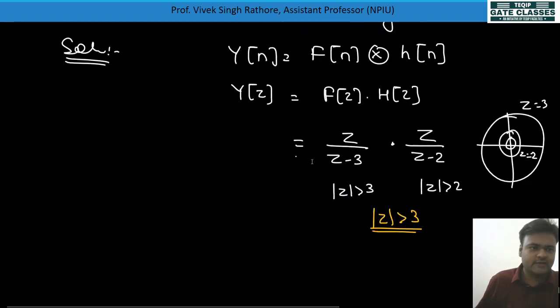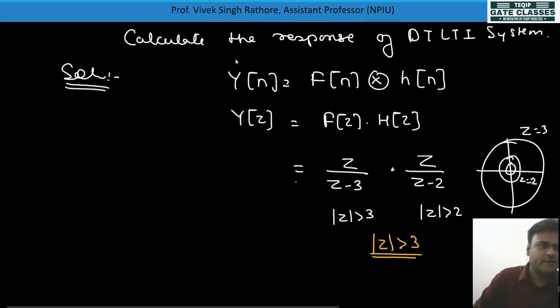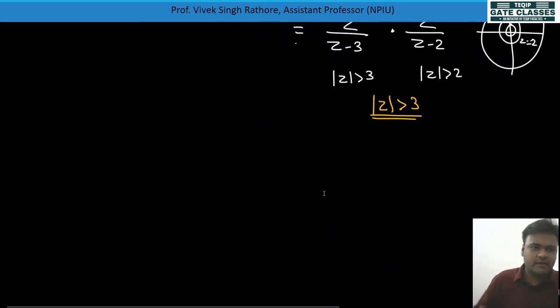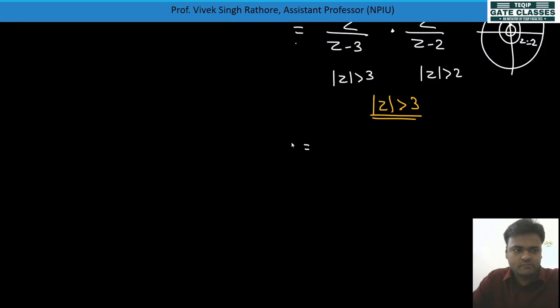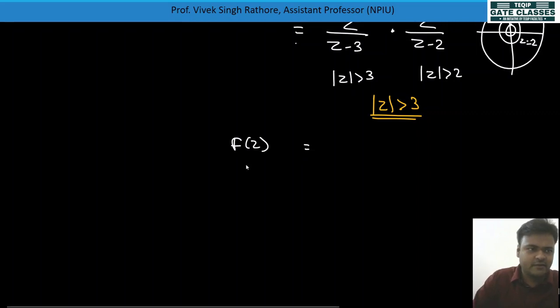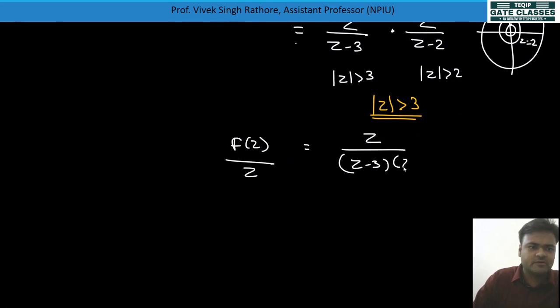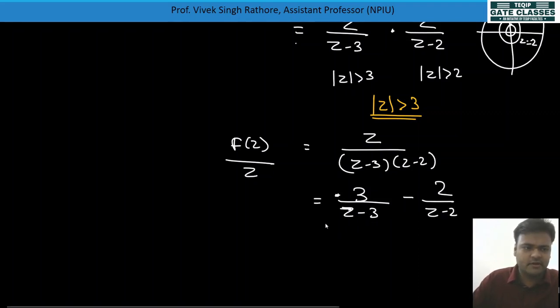So we can take this ROC of common things. Now, as we have understood this, we can take it like this. For the inverse Z transform, first of all you need to keep one z downside, so it will be z by (z minus 3)(z minus 2), and now you have to do partial fraction. So the partial fraction can be done like this: you'll have 3 over z minus 3, and then 2 over z minus 2. You can do partial fraction, and you will get these values.